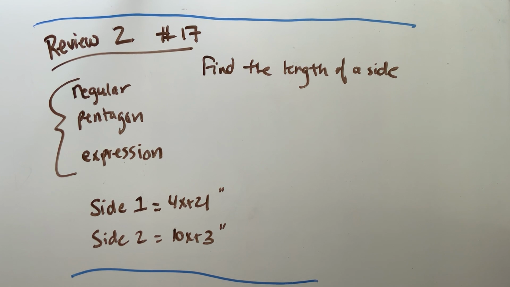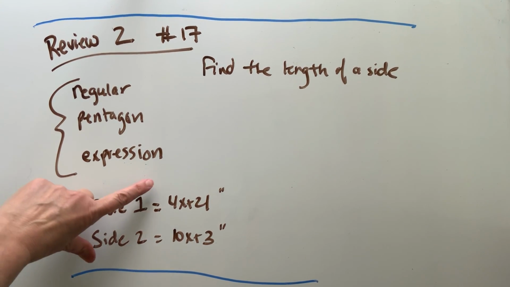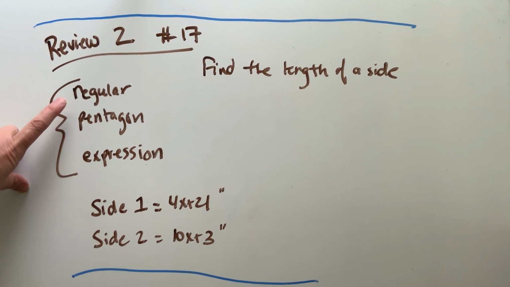Hey there. So there have been a couple of questions here about this problem on review 2, number 17. And I think a lot of the questions have to do with three vocabulary words: regular, pentagon, and expression. You probably have a good sense about what expression is. That's just these things here, 4x plus 21 and 10x plus 3. Those are expressions. But these two words here, regular and pentagon, might not seem familiar to you.